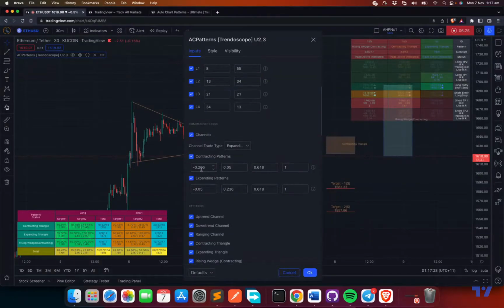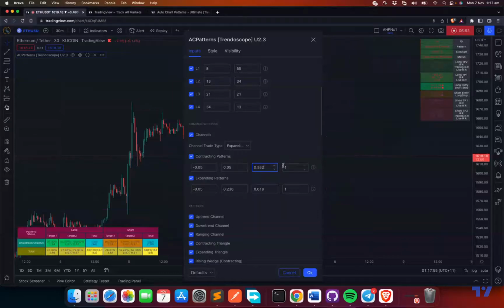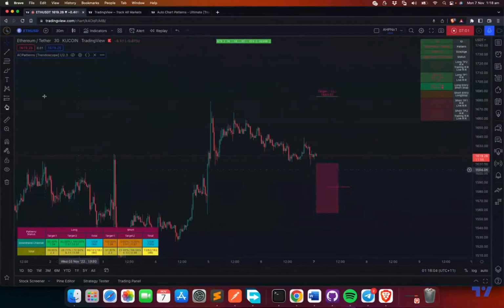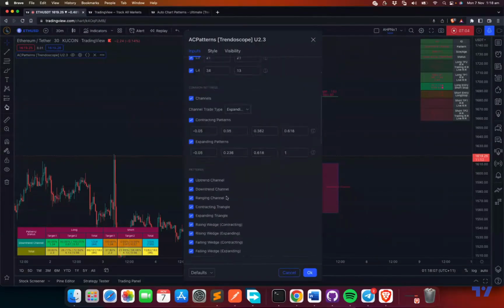You can probably reduce this as well and see how it will work, or you can reduce this one and this one as well, the target one and target two ratios, and see how it will impact the trades. Any changes you make here, for example, I'll make it 0.05 here, and I'll also make this 0.382 and 0.618. If you look at this, any changes you make are going to impact things on the chart. One minute, I think I made a mistake. Let's see. Yeah, no, it's right. It's 0.382 and 0.618.